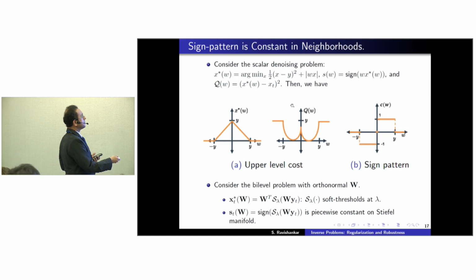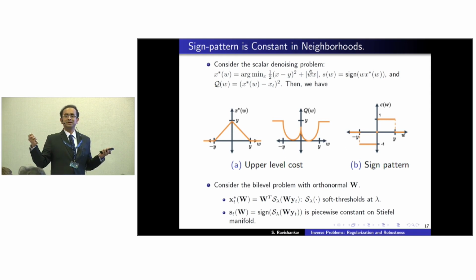If you look at the loss function Q of W for this one-dimensional problem, it's not convex and it's not smooth. It has multiple minimizers. Apparently, those minimizers are equivalent, they have the same loss, but we have observed empirically that this is not true in general for this kind of optimization. But the important thing is that the sign pattern is piecewise constant.